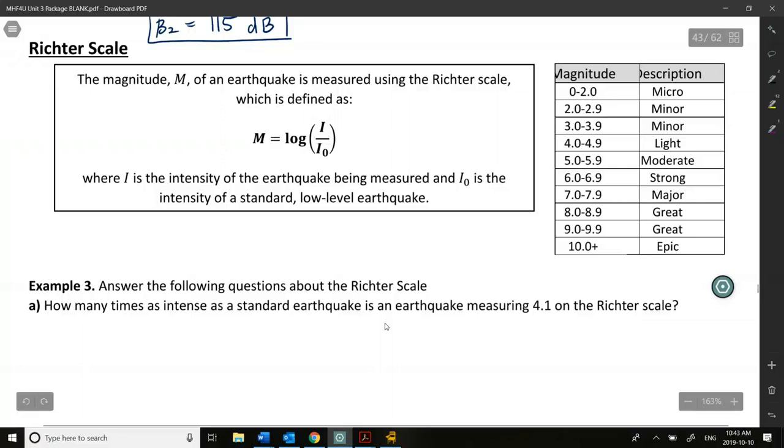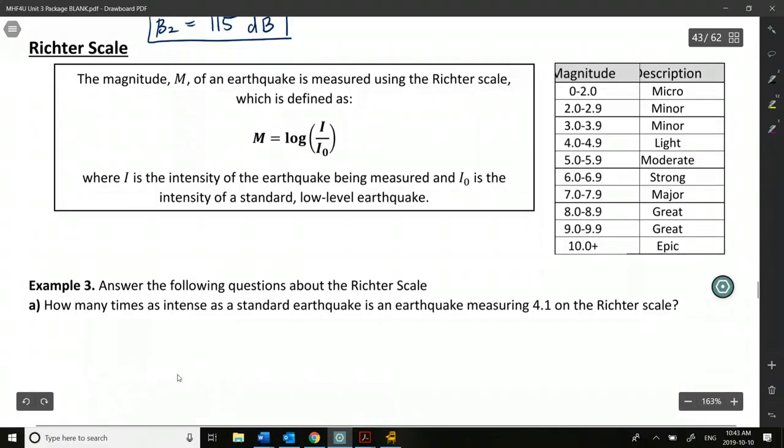So oftentimes we don't have to enter anything into this. It's just saying that the magnitudes of these earthquakes are measured off of a really standard low-level earthquake that no one can feel, but we can still detect it.